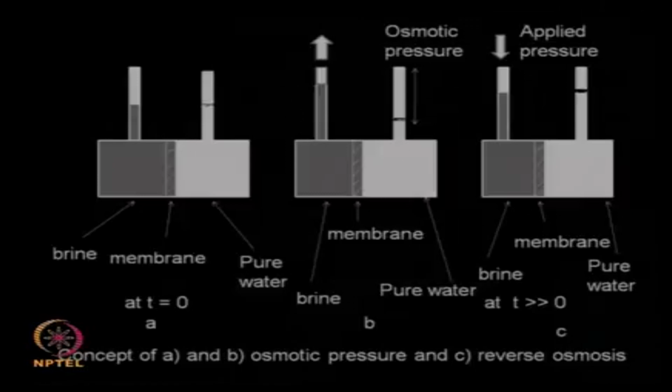Now if you want to stop water from going from this side to this side, what do we do? We apply a pressure which is equal to the osmotic pressure. By applying a pressure higher than that, we are forcing the water out of the brine. This is called reverse osmosis. So if you want to force water from a brine solution to a very dilute solution or to pure water, we need to apply pressure much higher than the osmotic pressure. That is the principle of reverse osmosis.